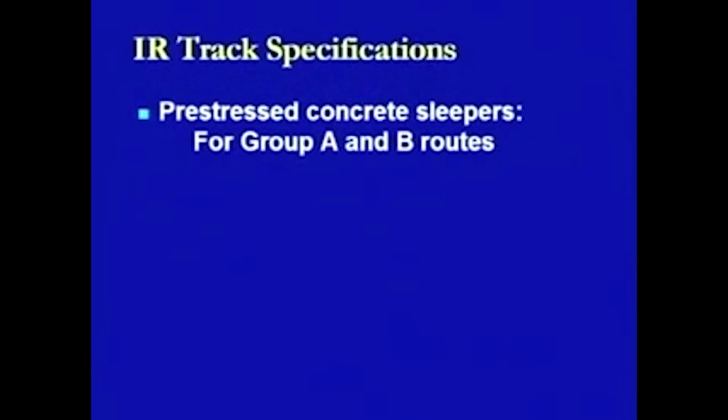Then another specification related to the Indian railway tracks is regarding the type of sleepers which can be provided. They are pre-stressed concrete sleepers, especially for group A and group B routes, that is the high speed routes as far as the prevailing conditions are concerned. Though slowly we will be moving towards speeds as high as 250 to 300 kilometers per hour, and we are trying to find out the feasibility of providing those things or the changes to be made in the track specifications so that we can accommodate that range of operational speed.